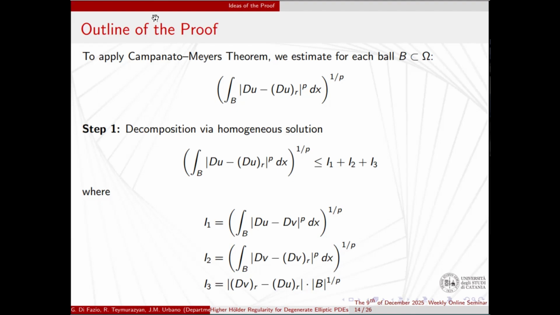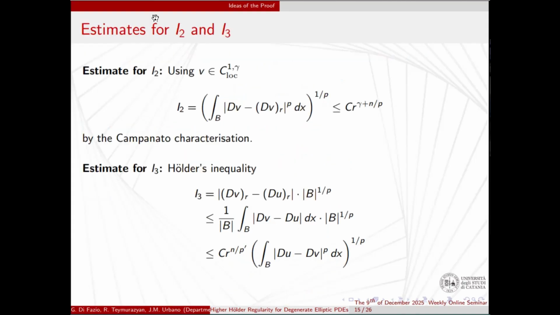So our idea is to decompose this integral in several pieces, trying to use the Fefferman-Phong inequality and information about the homogeneous problem. You can see our integral is decomposed by adding and subtracting the gradient of V, where V is the homogeneous equation solution. So we get these three integrals I1, I2, I3, and our goal is to estimate the three integrals in the same way. We start by considering number two.